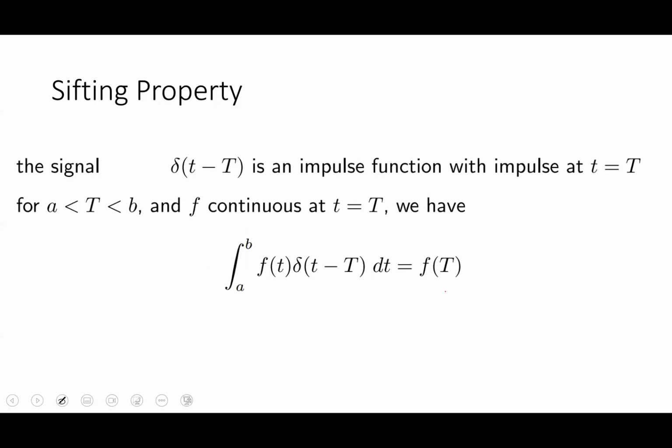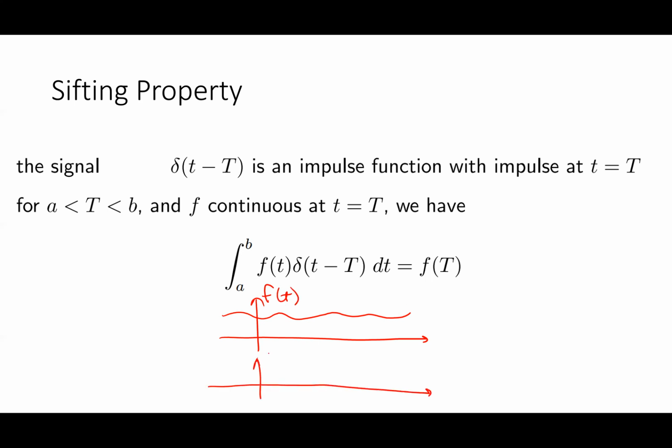The important thing for me is this idea of what I'm calling a sifting property. So if I have delta of t minus T, it's an impulse function that has an impulse at t equal to capital T. And f is some other function. So let's say f of t goes along like that, and then I have this function delta of t minus 3. So delta of t minus 3, where would that impulse be located?